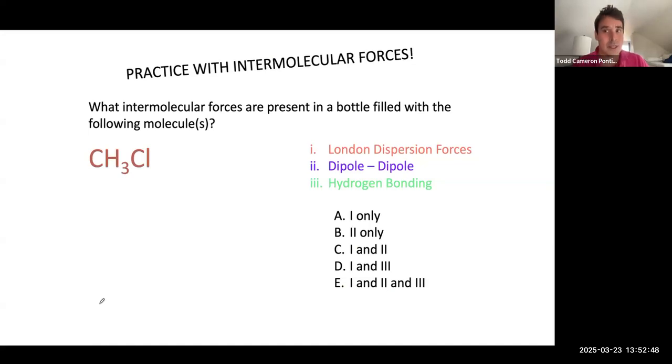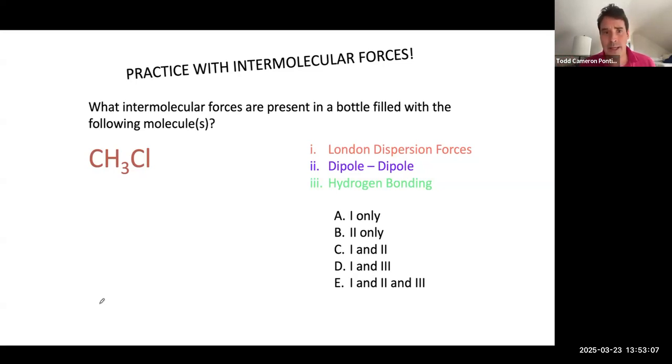Okay, so one more time to practice a little bit. I'm going to pull up some molecules and then draw out the Lewis structure and see if you can predict what intermolecular force is. So after I pull up each name or each formula, I'll pause for 5 seconds so you can pause and try.